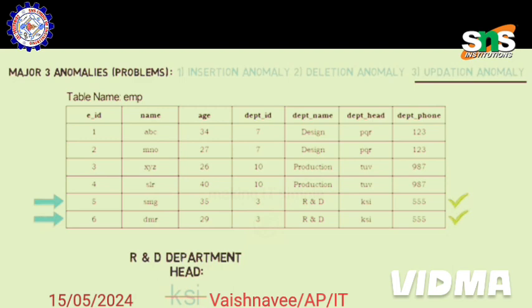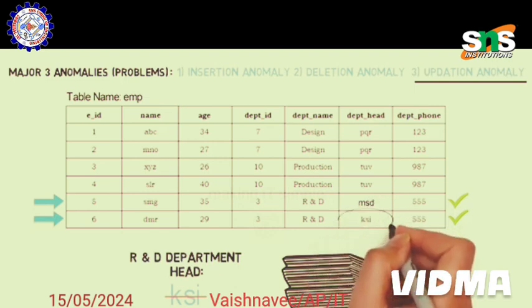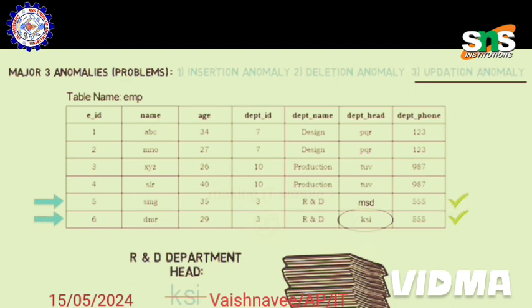But in a real situation, a company has tons of records. In that situation, this task can become a burden. And if any record does not get updated, it can cause inconsistency in the database. For example, let us say the value gets updated to MST in one record, but in another record the value does not get updated. This will cause inconsistency. So the head of the R&D department will have 2 different values, which definitely will give rise to many problems. And this is what the updation anomaly is.